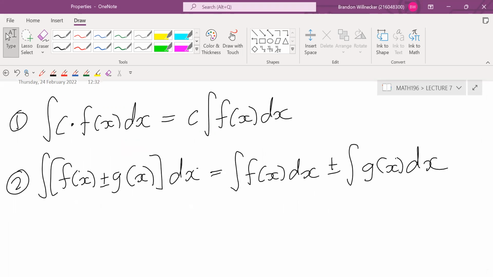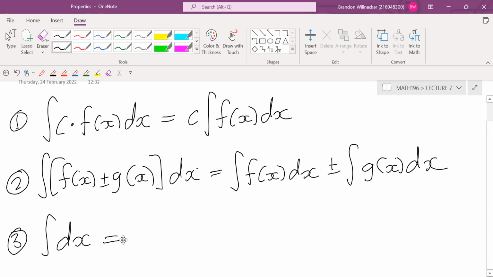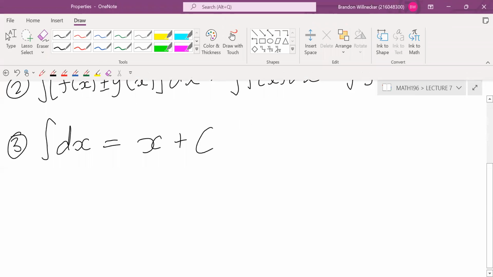Number 3, the integral dx. What do you think this will be? Think back to, sorry, what was that? X. Yeah, perfect. X, but remember plus c. Because we are still dealing with antiderivatives, you have to add the plus c. Let's look at some more properties.